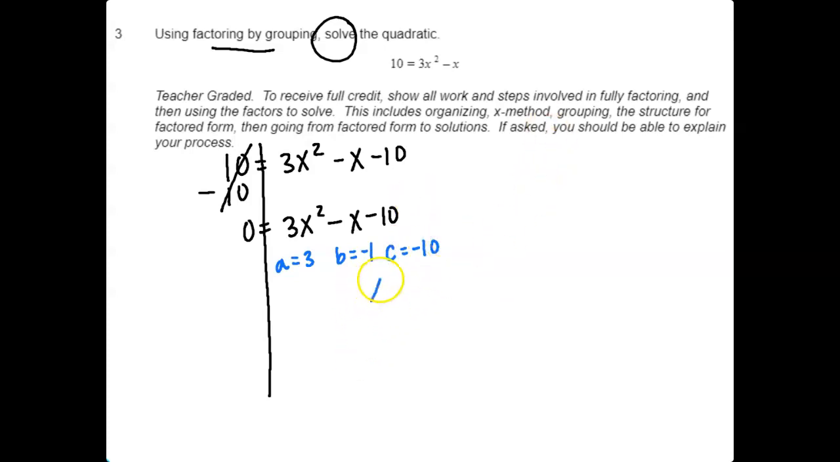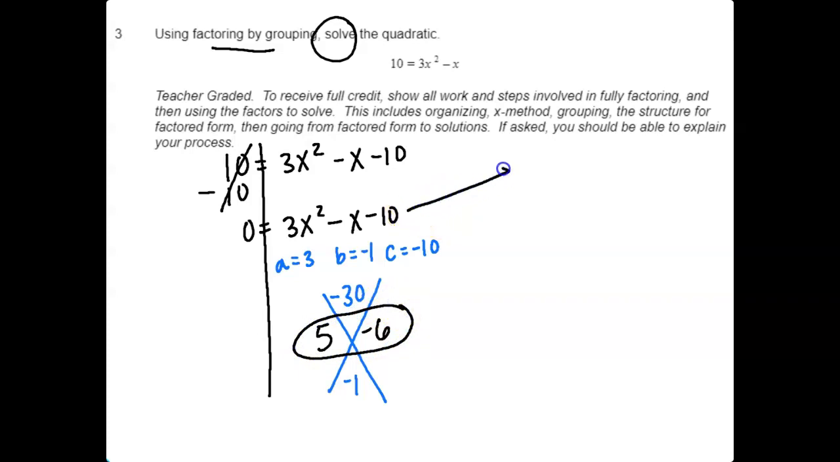So let's go ahead and set up our X method. So -30 and -1. Coming up with side numbers, I would come up with 5 and 6. And in order to get a -1, excuse me, the 6 has to be negative. So remember, multiply to the top and combine to the bottom, and making sure that we get that -1 there. So these side numbers are now our B term.